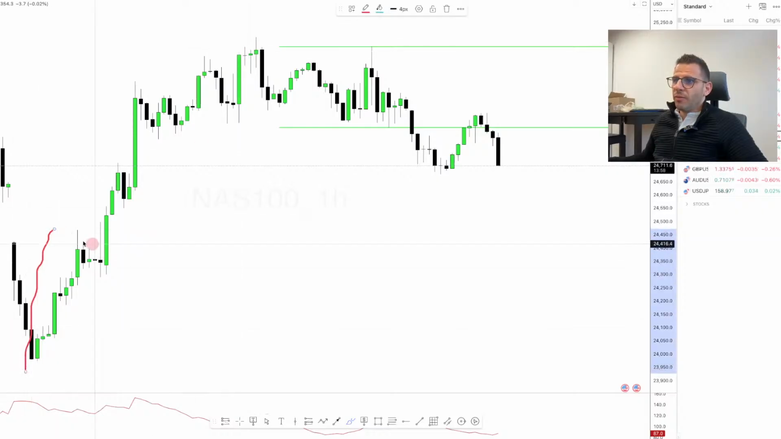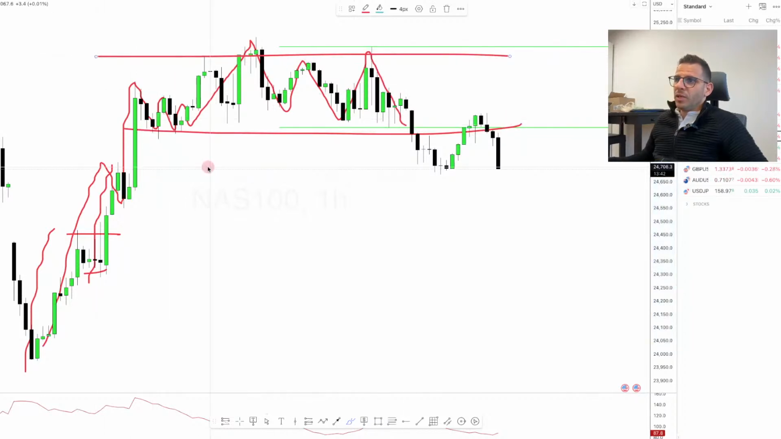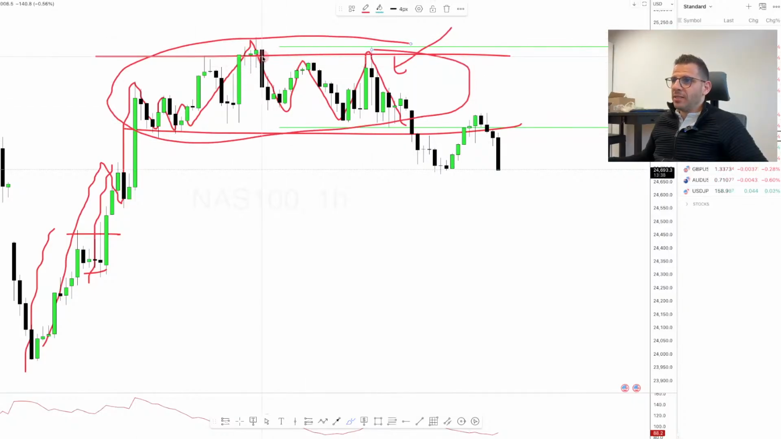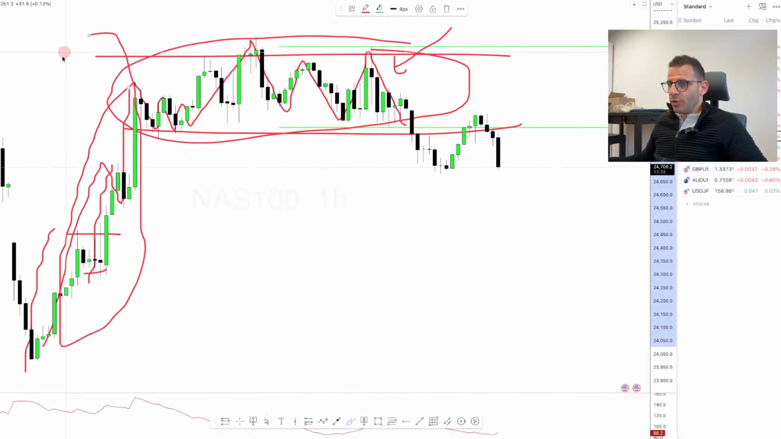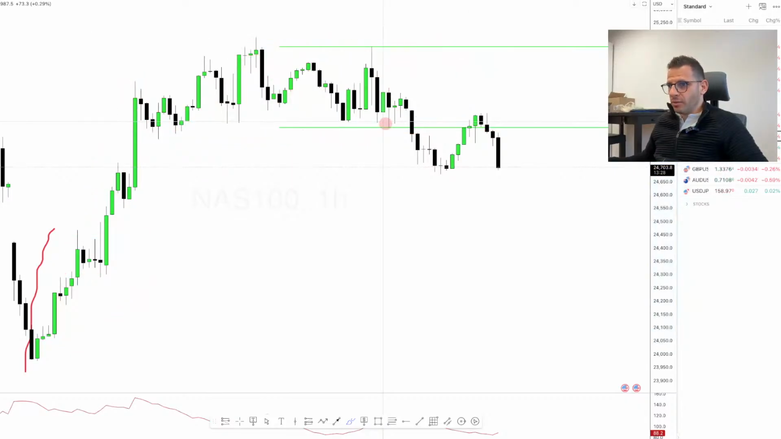Look at this formation. Aggressiveness from the buyer side, they were pushing the price up. Consolidation here, and the distribution phase started. When you see moves like this, where the distribution or the consolidation lasts longer compared to the trending, it means the market is about to change direction. This is what history teaches us.